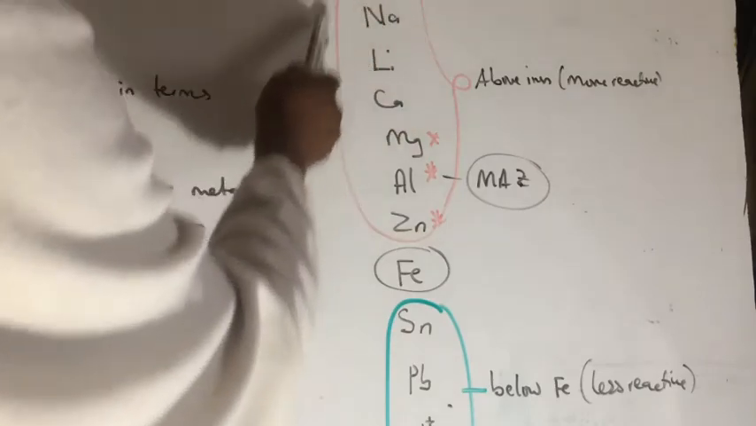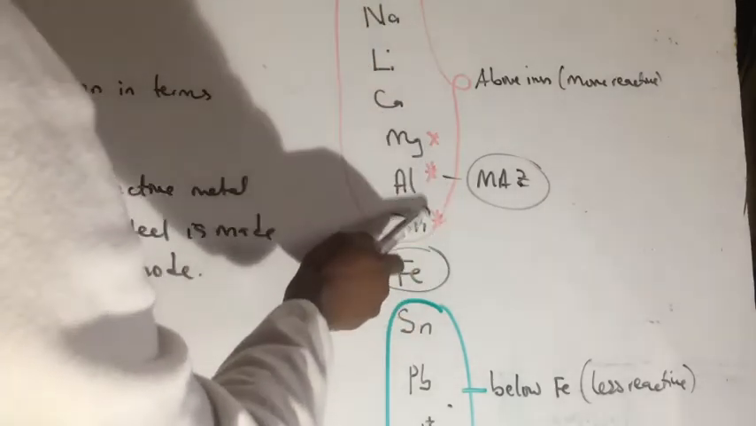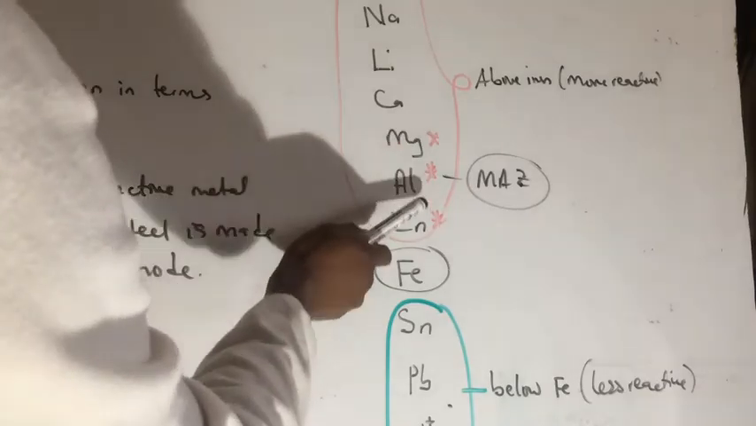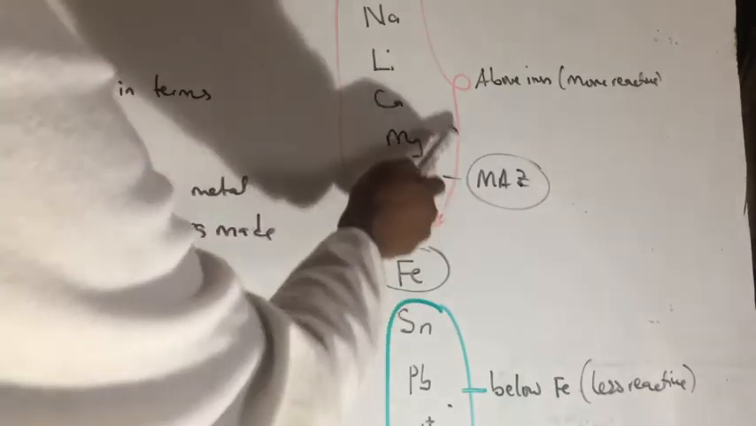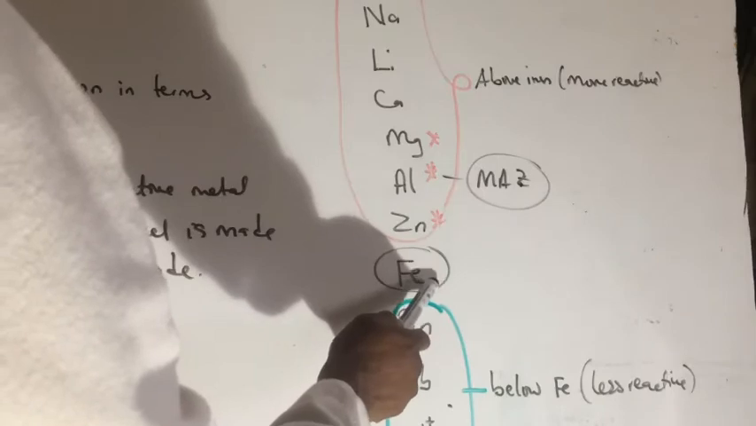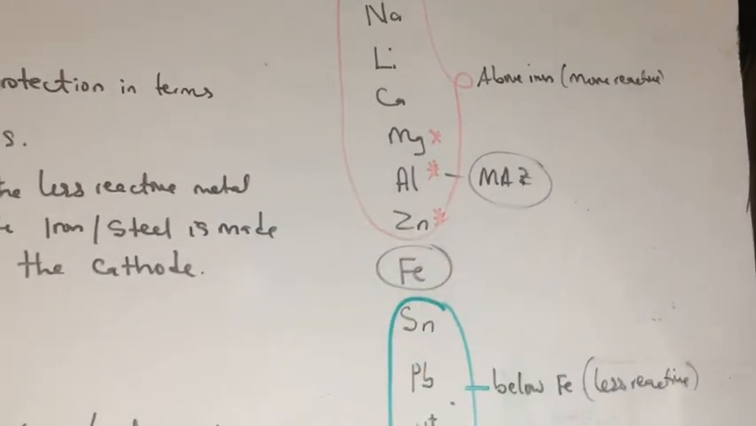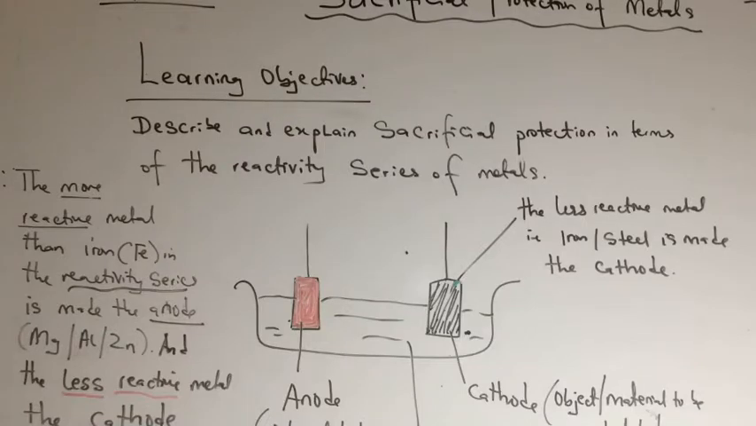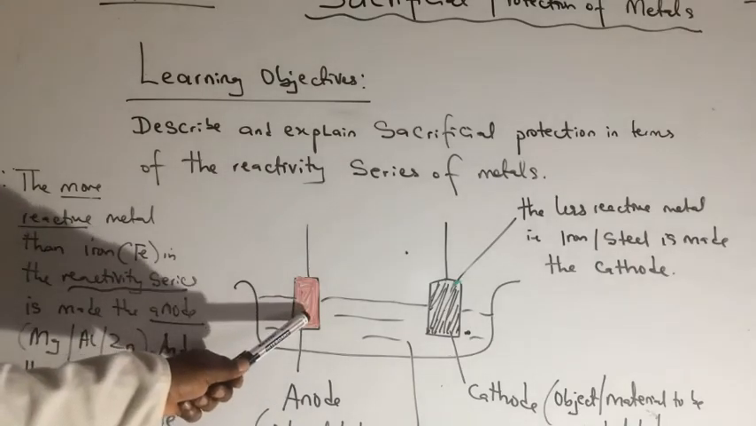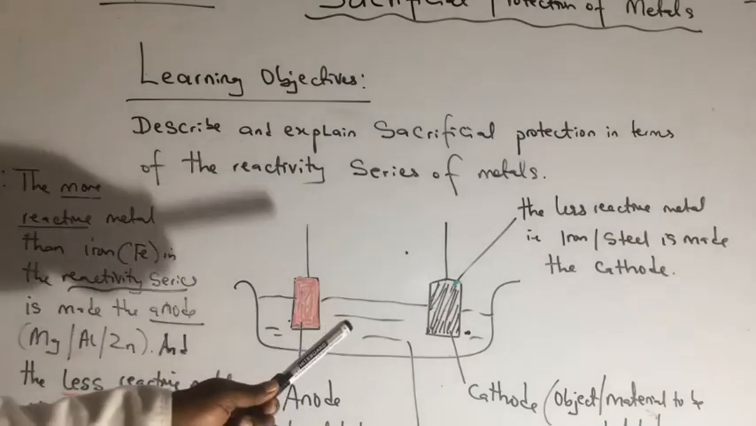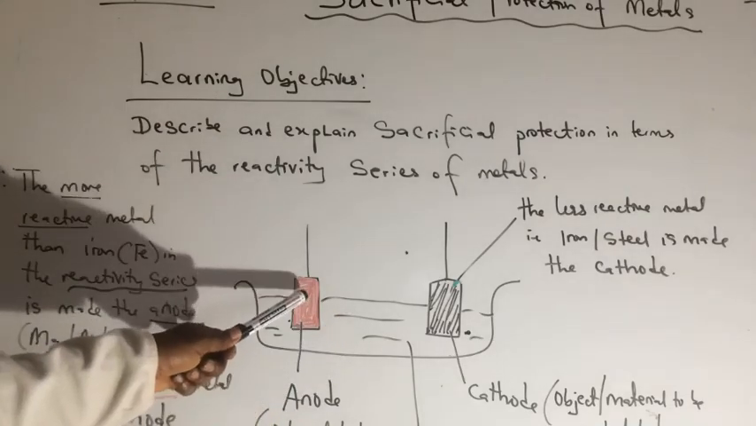So I'm going to sacrifice these three especially, not this one. We don't use this. It's either this or this or this. I'm going to sacrifice either of those three to protect iron or steel. So take note of that. According to my diagram, the object or material to be sacrificed is made the anode, which, as I said in the reactivity series, could be magnesium, aluminum, or zinc.